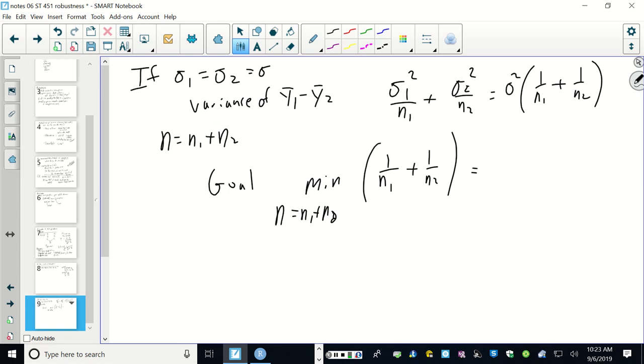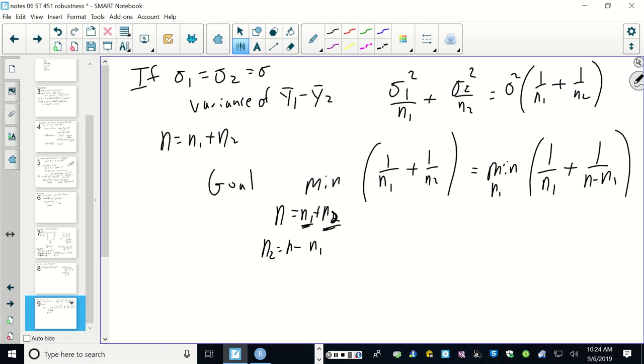If the variances are equal, it's the same as minimizing that function. Well, we have two sample sizes here, but if n is known, we really have a constraint. So we can choose the number for the first group, and then what's left over out of our allocation is N2. So it's really minimizing 1 over N1 plus 1 over n minus N1, given a fixed value of n. So minimizing this over the choice of N1.